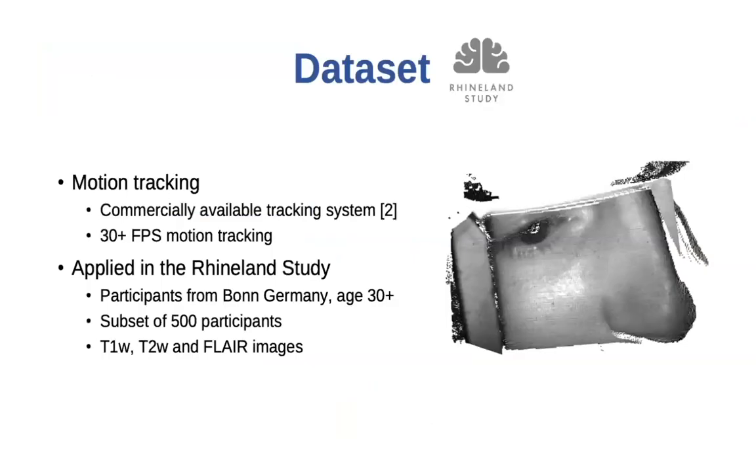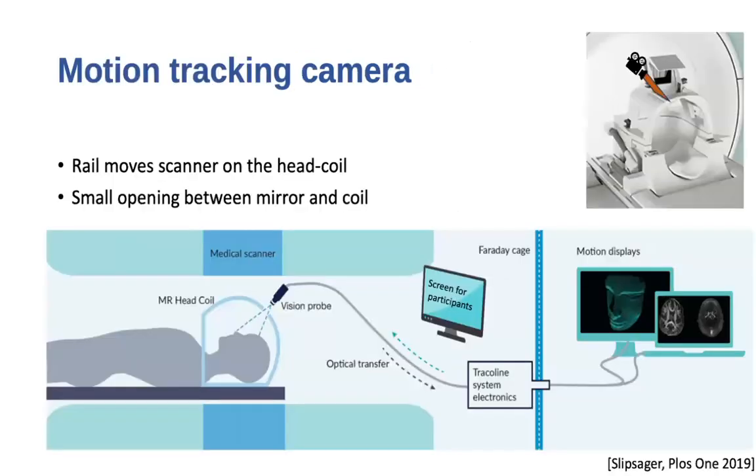And this camera is a commercial motion tracking camera that can record these kind of images of the face with over 30 frames per second. So it's mounted in the scanner. I will show the picture in the next slide. And we can basically record people while they're being scanned, and from there estimate the motion, basically measure it. And this is then applied in the Rhineland study, where we now have a subset of 500 participants for this work with all kinds of acquisitions available to us.